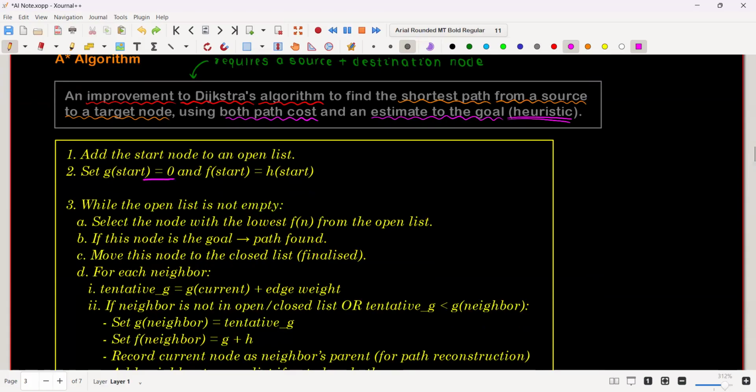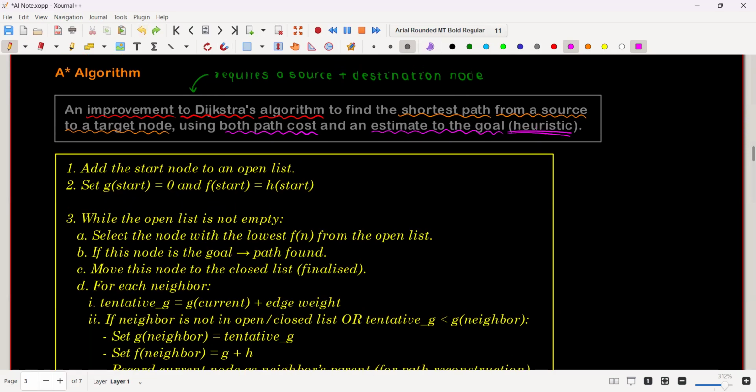But the idea is that you start off by setting the cost of the starting node as 0, and you assign the final cost of the start as the heuristic of the start. That's a very interesting thing. We haven't really looked at what heuristic means, isn't it? Now, the heuristic we realized is essentially an estimate to the goal. Now, what does this mean? This is basically how far away you are from the destination node. So the heuristic is how far a node is from the destination, right? That's what heuristic means.